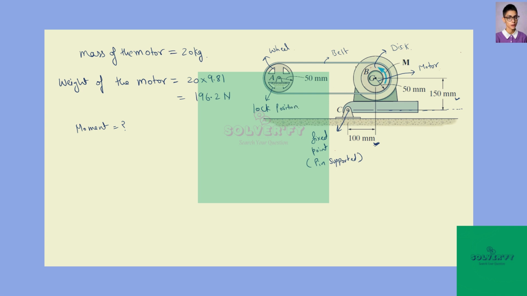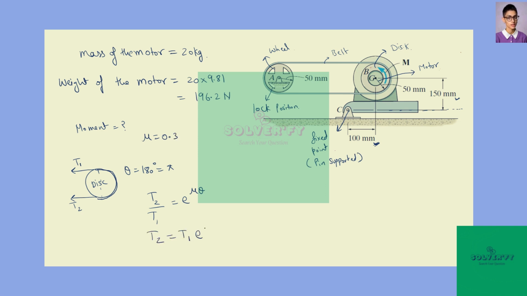So first of all we draw the free body diagram of this disc. This is the tension T1 and this is the tension T2. So this is the angle of contact. This angle of contact is 180 degrees, so in radians this is pi. So T2 divided by T1 is equal to e^(mu theta), and the coefficient of static friction between disc and belt is 0.3.